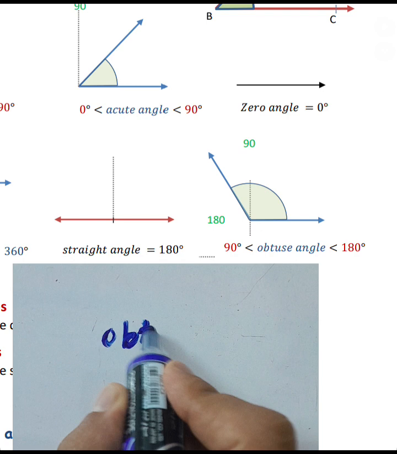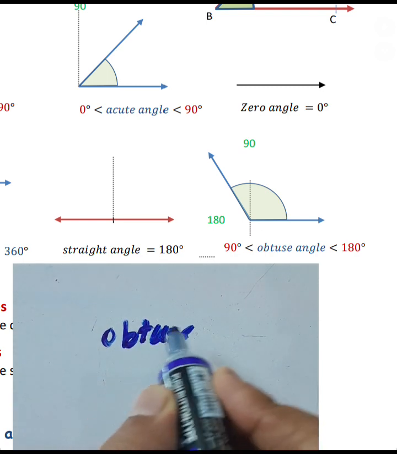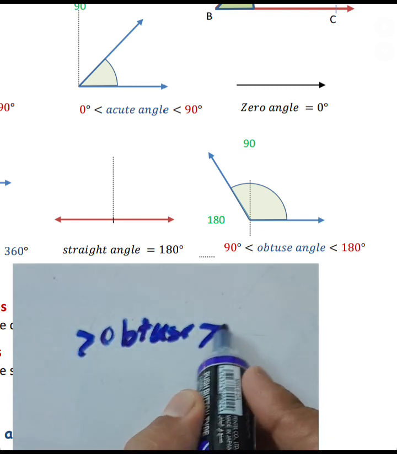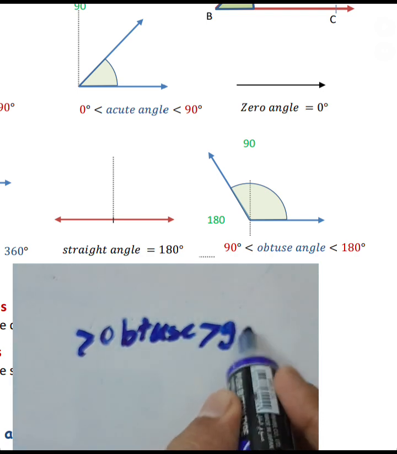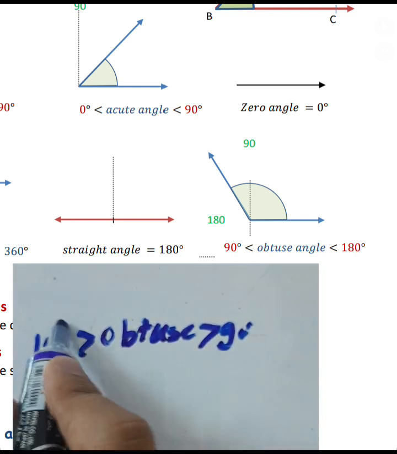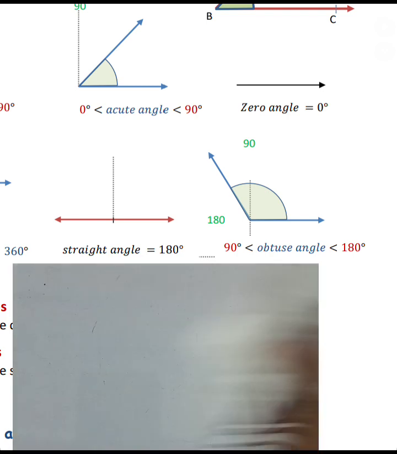And obtuse angle, greater than 90 degrees and less than 180 degrees. We call it an obtuse angle.